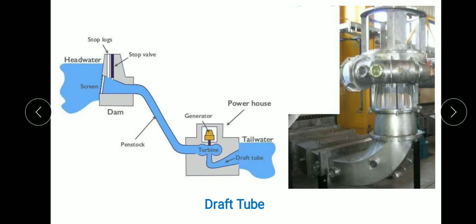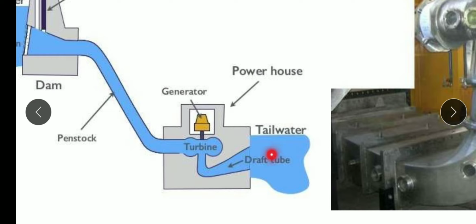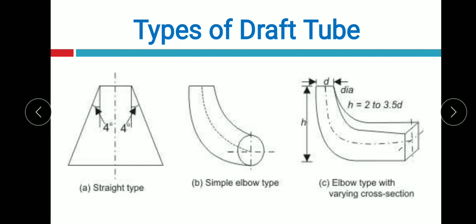And this is a draft tube fitted to the turbine. This is a diagram. Please look at the diagram. This is a draft tube connected at the end of the turbine. So these are the various types of draft tubes. One is straight type, second one is simple elbow type, third one is elbow type with varying cross section.